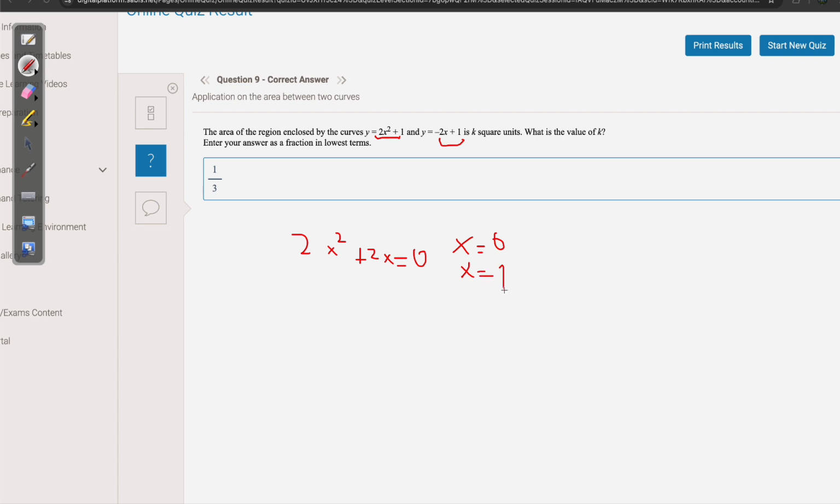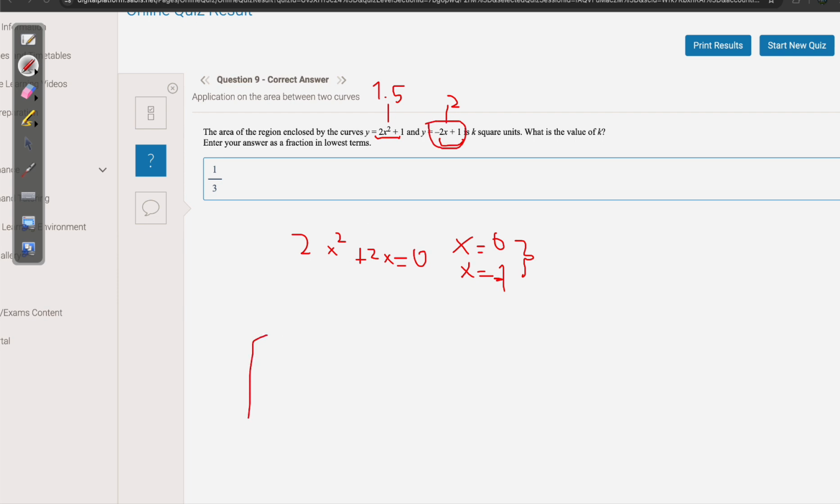Now look, in a case where the area that they want us to look for is enclosed by two curves, we're going to do the bigger minus smaller. Now you may ask, how will we find the larger function? So what we're going to do now is take a value between the limits 0 and negative 1. So let's say negative 0.5. So 2 times negative 0.5 squared plus 1 will give us 1.5. And then negative 2 into negative 0.5 plus 1. Here we have 2 and here we have 1.5. So this is the bigger function.